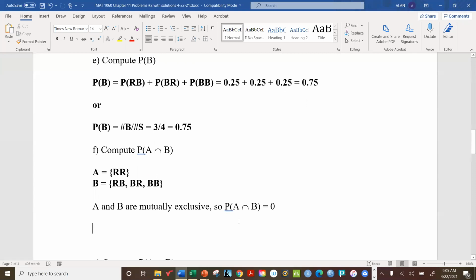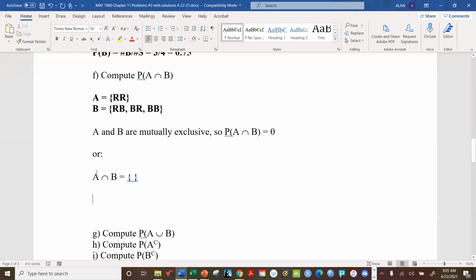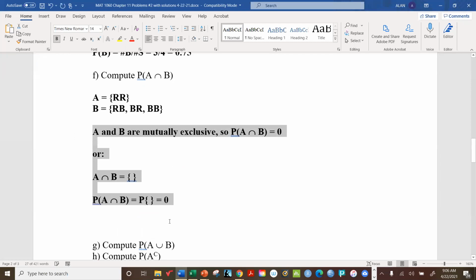Now, another way to look at it is to say, oh, you know what? This union, this is the more formal approach. This union is the empty set. And the probability, therefore, is, as we know from the axioms of probability, the probability of the empty set is just 0. So we can think about it in those terms as well. But of course, it all means the same thing.